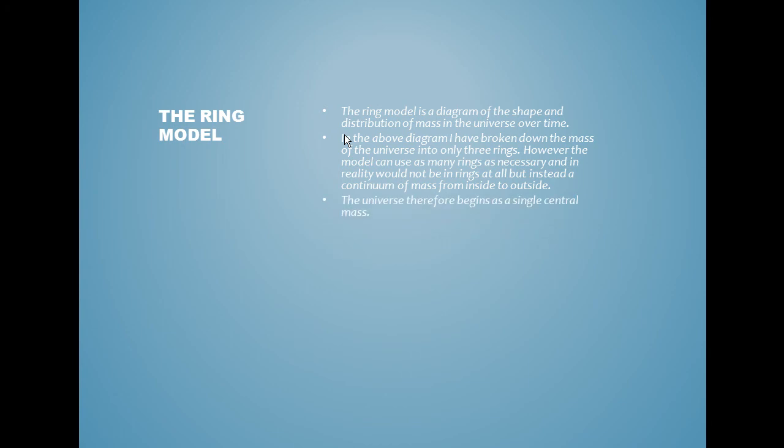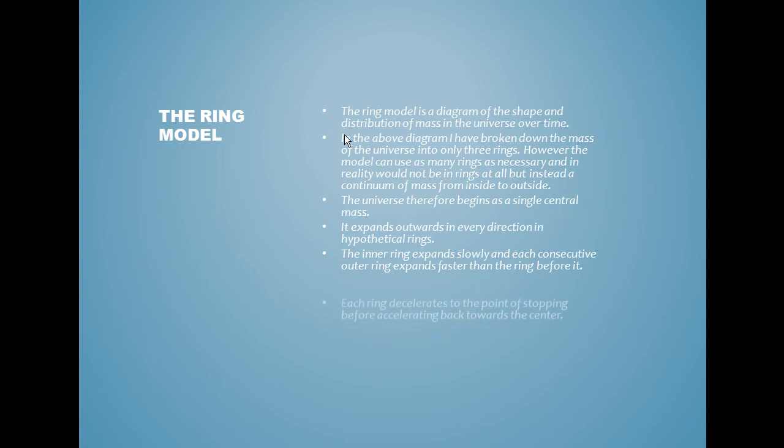The universe therefore begins in a central single mass. It expands outwards in every direction in hypothetical rings. The inner ring expands slowly, and each consecutive outer ring expands faster than the ring before it. Each ring decelerates to the point of stopping before accelerating back towards the centre, depending on the distribution between the inward force of gravity and the outward force of the surrounding vacuum. If the outward force of the surrounding vacuum is always greater than the force of gravity, then the universe or the outer rings may always expand or continue to accelerate outwards.